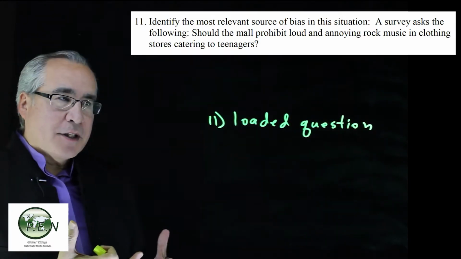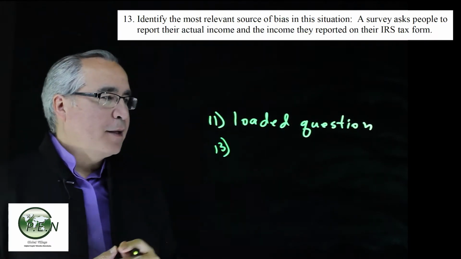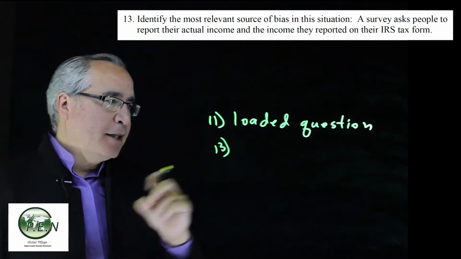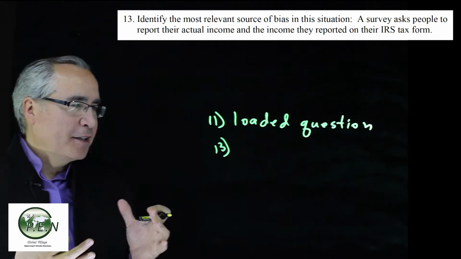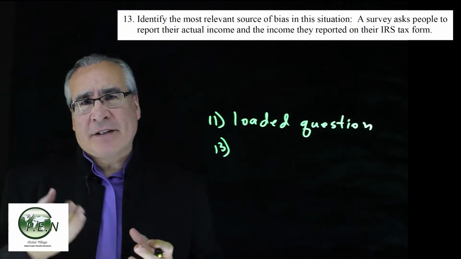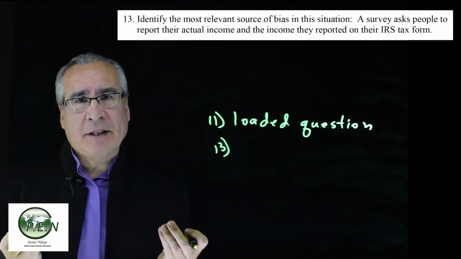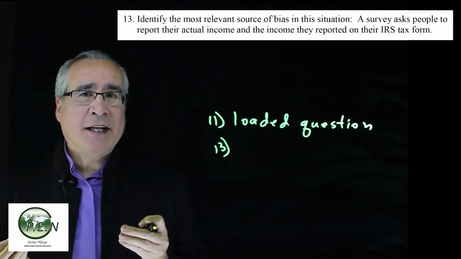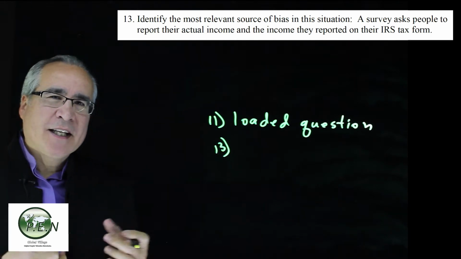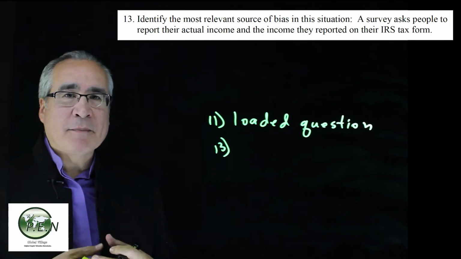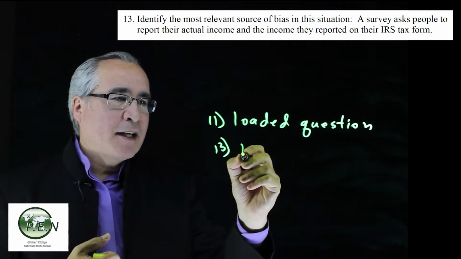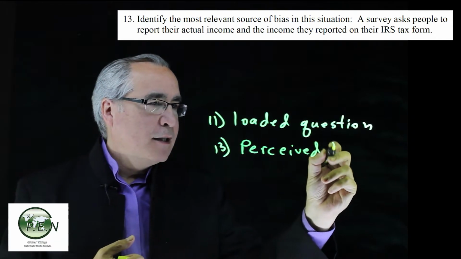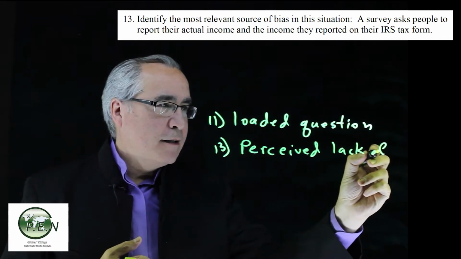And here's question 13, asking the same thing. A survey asked people to report their actual income and the income they reported on their IRS tax form. Well, what do you think? I give this information. I said I made this much, but I actually made that much. Am I going to be honest? Well, if I lied on my taxes, why would I tell the truth on a survey, especially when I'm worried that my information might make it back to the IRS? This is a perceived lack of anonymity.